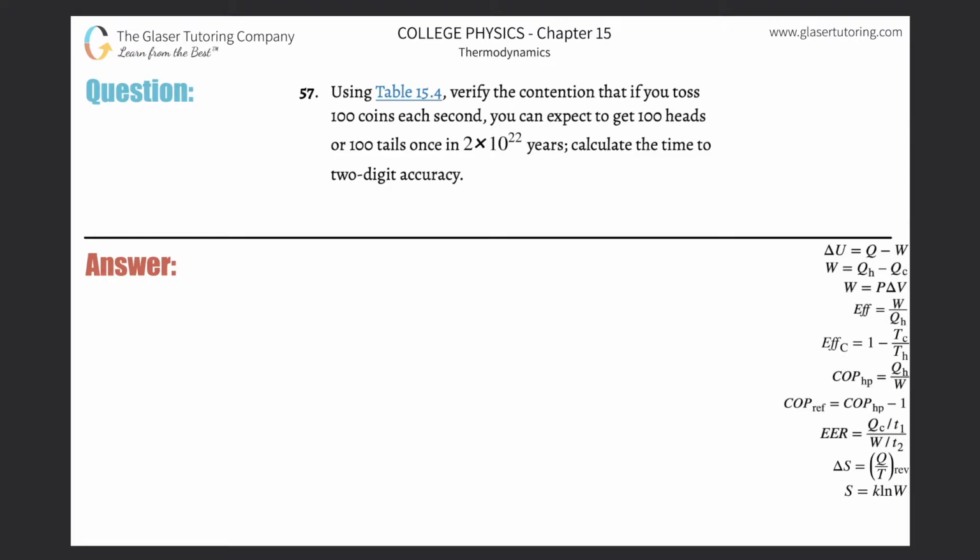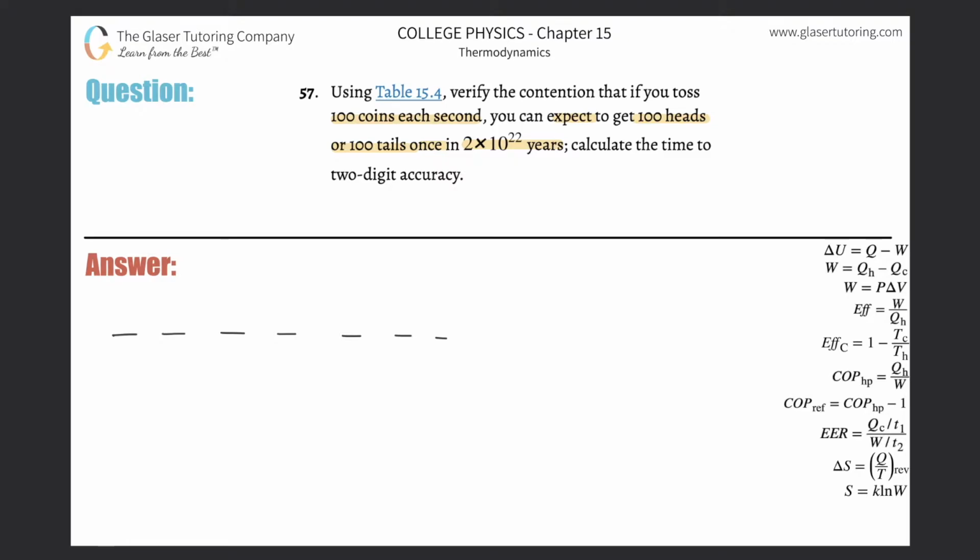Number 57, using table 15.4, verify the contention that if you toss 100 coins each second, you can expect to get 100 heads or 100 tails once in 2 times 10 to the 22 years. All right. So first, pretend we're looking at a single second. And in that single second, there's going to be 100 trials, 100 coin flips.